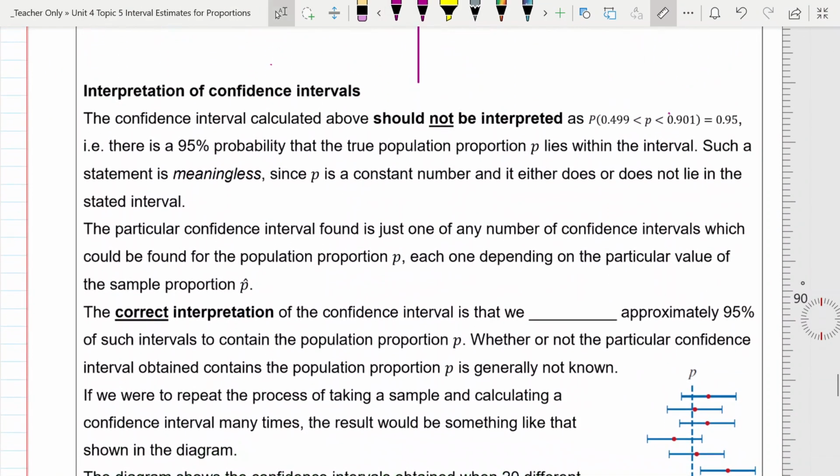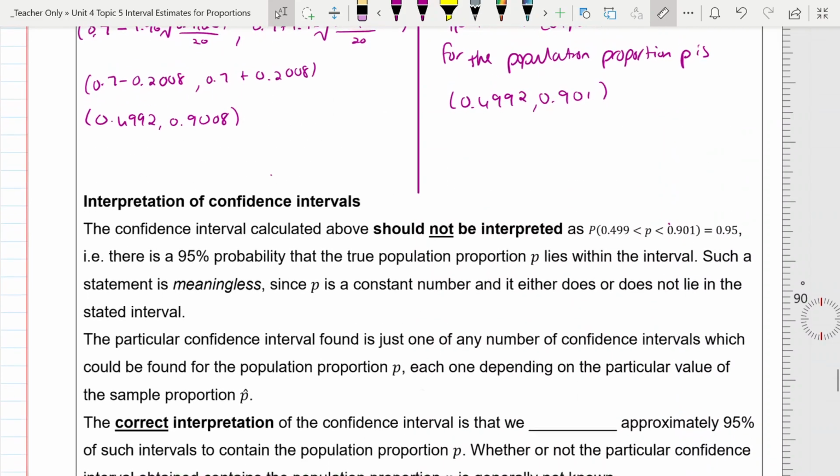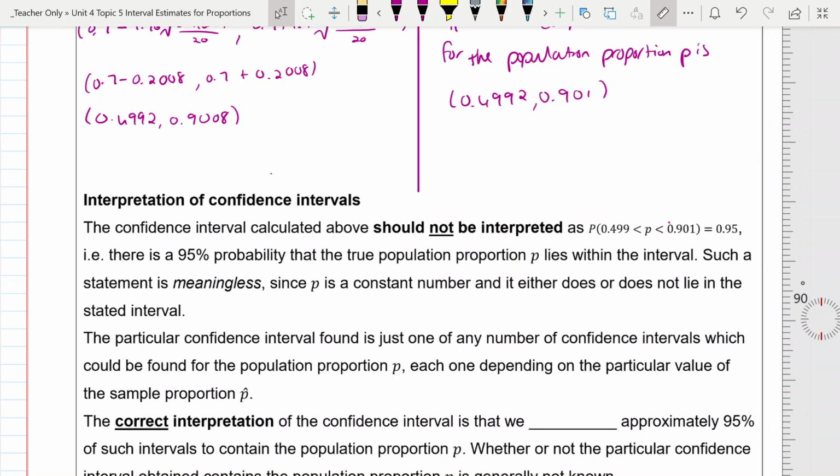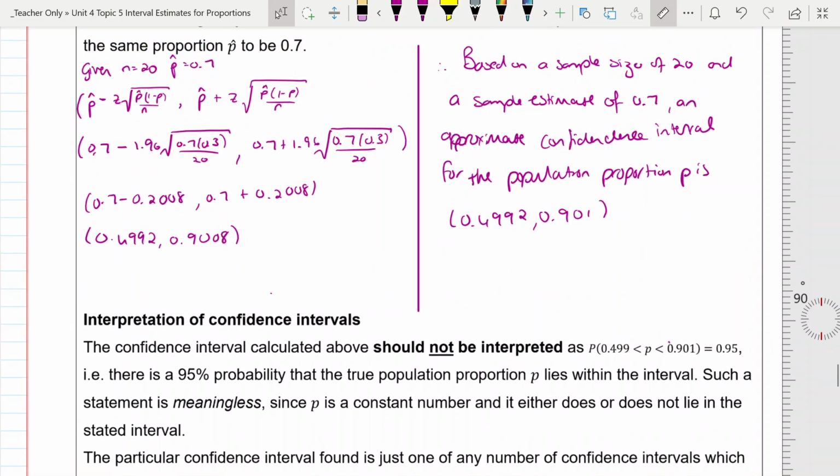This next section of work is quite important, and it causes quite a bit of confusion, and the confusion is mainly around the wording and the interpretation of what it means. So if we have a look at our last example, that says that based on a sample size of 20 and a sample estimate of 0.7, the approximate confidence interval for the population proportion P is 0.4992 to 0.901.